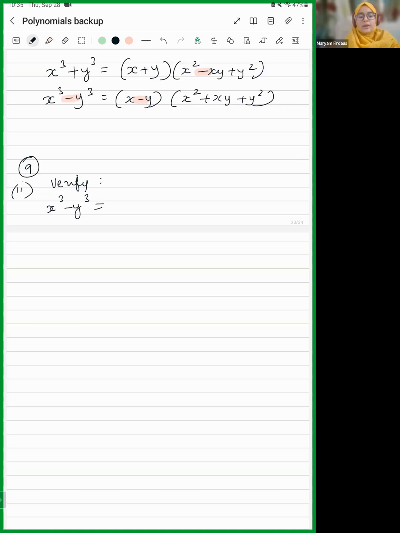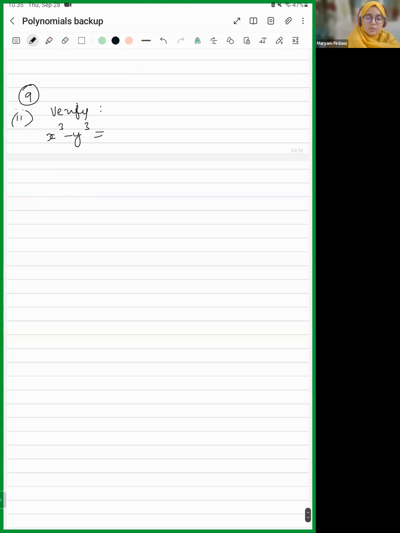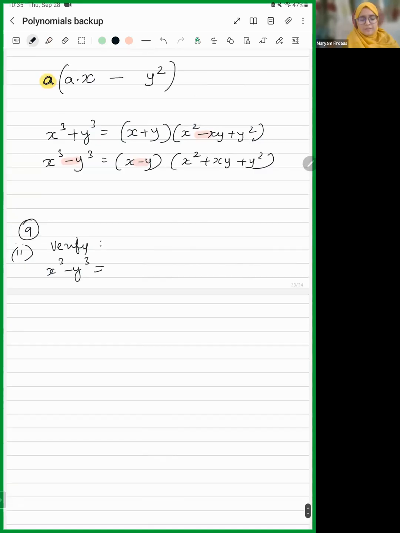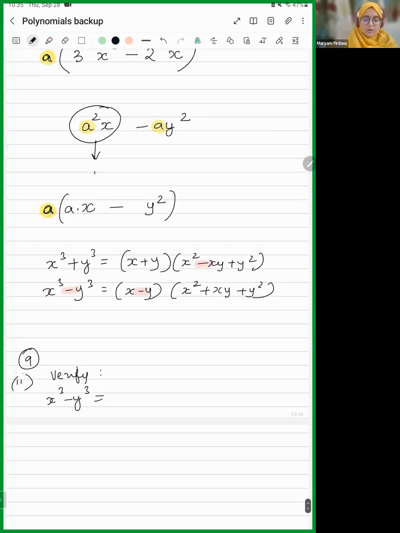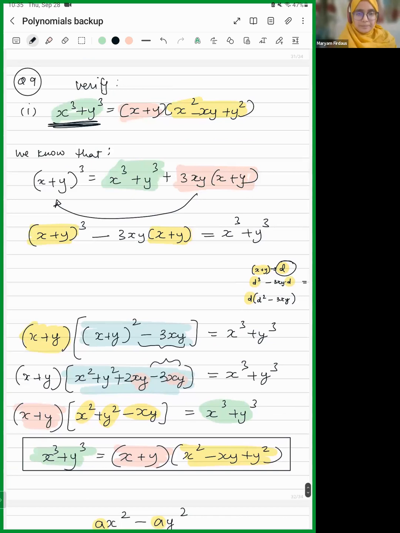These are identities that you have to remember. And this is not biology. You cannot mug up things in math. You have to practice them. So verify that x cube minus y cube is equal to this whole thing. Now just think about how we did the first one. We took the x plus y whole cube formula to find this identity.